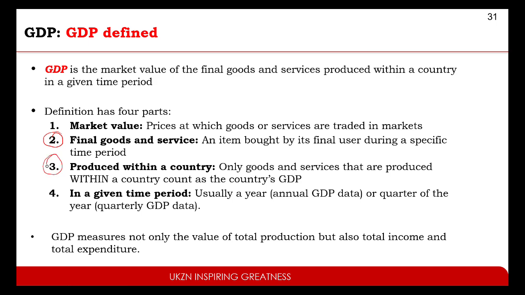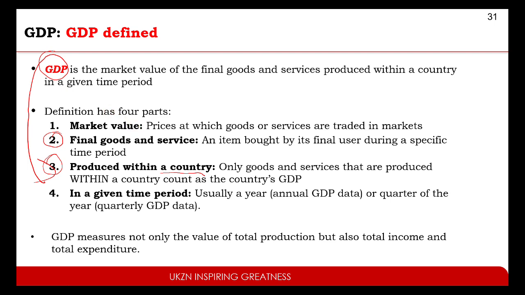Also very important is that it is produced within a country. GDP is only in a country. GNP is residents that are not in the country but are South Africans, for example. But this is GDP, therefore GDP is in the country. Then, at a given time period, GDP is usually calculated in a year. So in a year, how many final goods are produced? That is the market value of final goods.